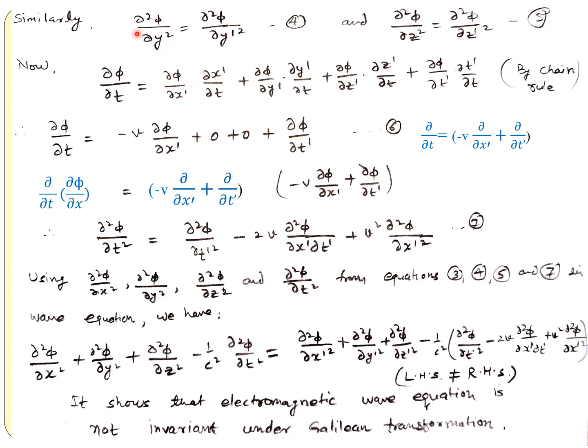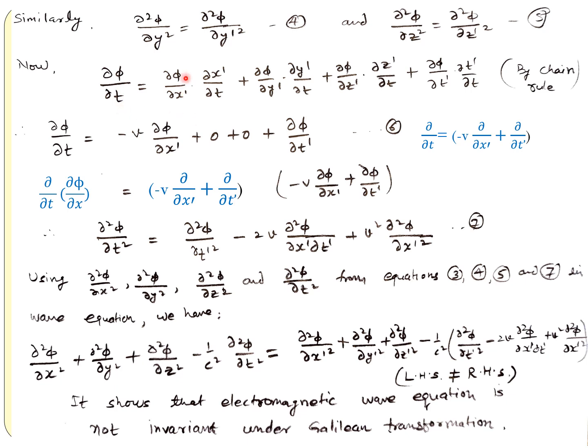Similarly, for the y coordinate we will see that the second derivative with respect to y is equivalent to the second derivative with respect to y′. So this is also equal. In the case of the z coordinate, ∂²φ/∂z² is also equivalent to ∂²φ/∂z′². Now we try for the t coordinate, ∂φ/∂t. First we have to find this, and then ∂²φ/∂t² in terms of t′. So we will see what happens.